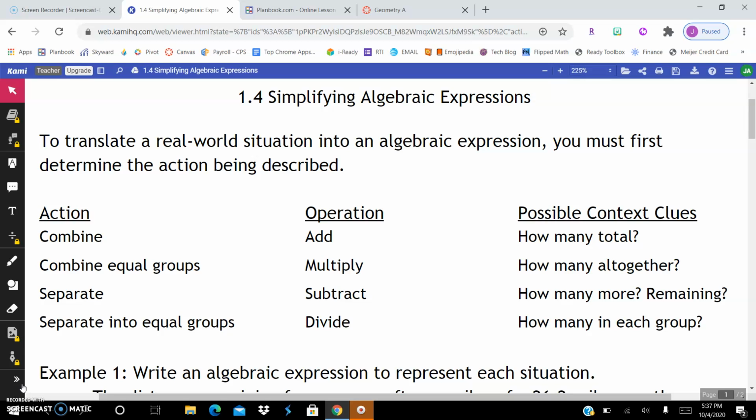The other action word is separate. We have just plain separate, and then we have separate into equal groups. So if it's just separating something, we're going to subtract. And the question you might see is how many more, or how many are remaining, things like that. And then if it says separate into equal groups, you're going to divide because you're going to break a larger group up into smaller groups. And the question might say something along the lines of how many in each group.